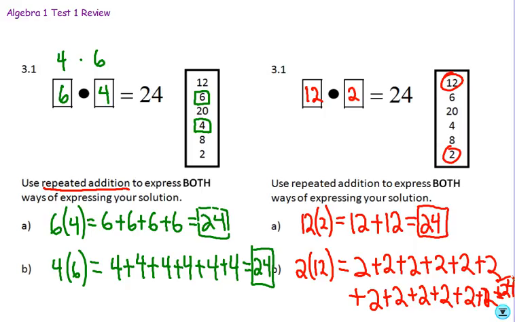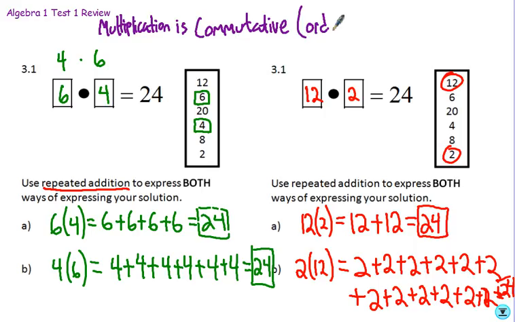So that's showing you 2 big ideas with multiplication. One, that it's just repeated addition. And the other thing is that multiplication is what we say is commutative. And what that basically means is that the order doesn't matter. And you can clearly see that, because if we did 12 times 2, we got 24. 2 times 12, we got 24. 6 times 4, 24. 4 times 6, 24. So we see that the order doesn't matter there.